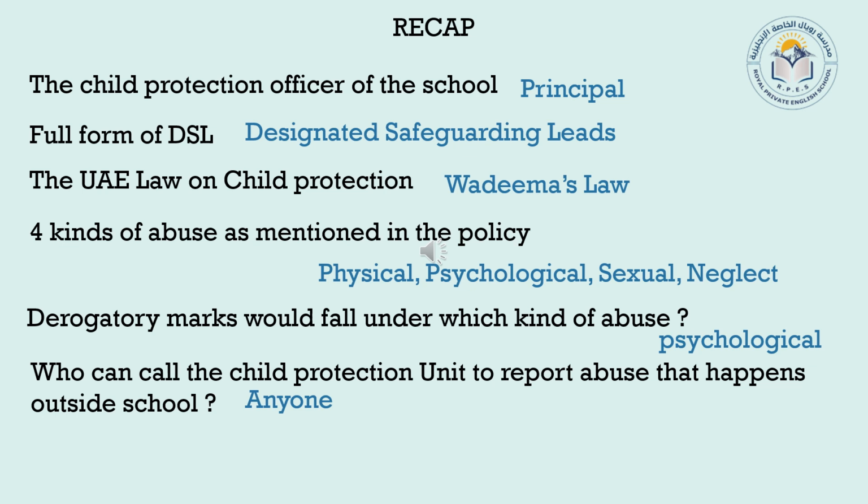Recap. The Child Protection Officer of the school is the Principal. Full form of DSL is Designated Safeguarding Leads. The UAE law on child protection is Wadima's law. Four kinds of abuse as mentioned in the policy are physical, psychological, sexual, neglect. Derogatory marks would fall under which kind of abuse? Psychological. Who can call the Child Protection Unit to report abuse that happens outside school? Anyone.